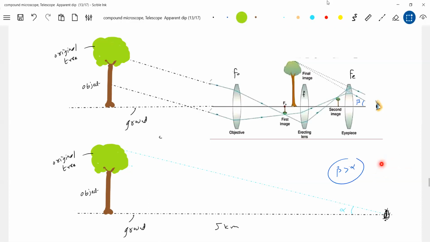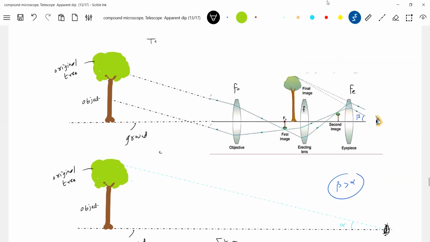Okay, this is about the terrestrial telescope. What is the magnifying power? Again, same thing, M is 25 because the image is at the least distance of distinct vision. So what is the formula? F naught by Fe times 1 plus Fe by D. Then if it is a normal adjustment, it will be F naught by Fe.